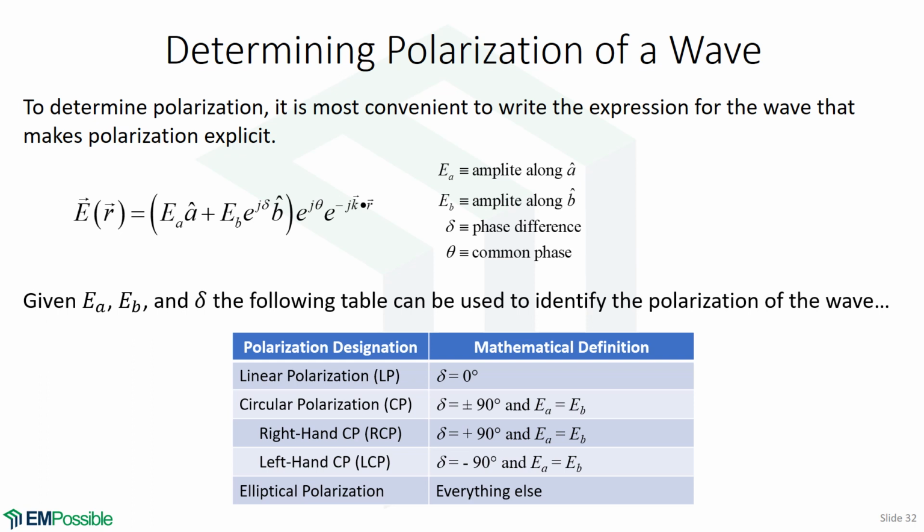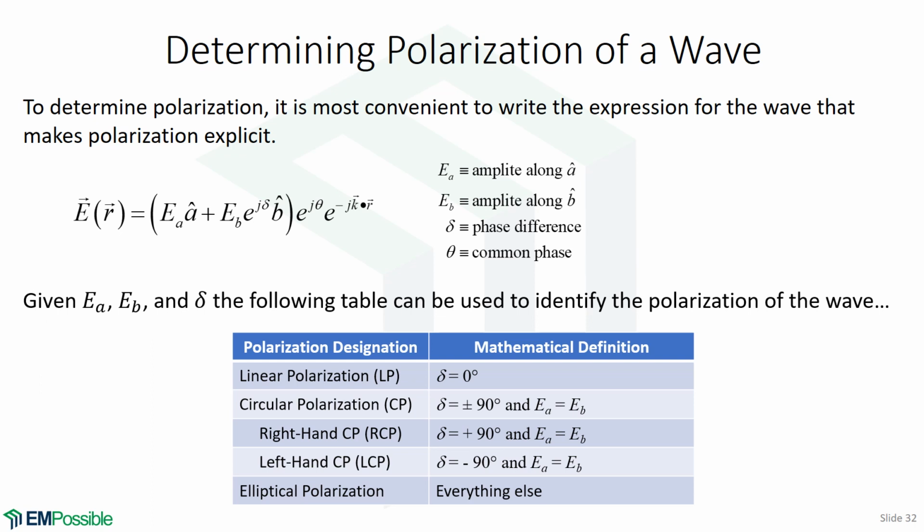So I'll repeat the process. The first thing I do is look at delta. If it's 0, it's linear polarization, we're done. If it's not 0, then I go ahead and look, is it 90 degrees? If it's not 90 degrees, or not 0, it's elliptical. But if it is 90 degrees, then I suspect we have a circular, but we have to check the amplitudes to make sure the amplitudes in the A and B directions are equal. And when they are, that is a circularly polarized wave.